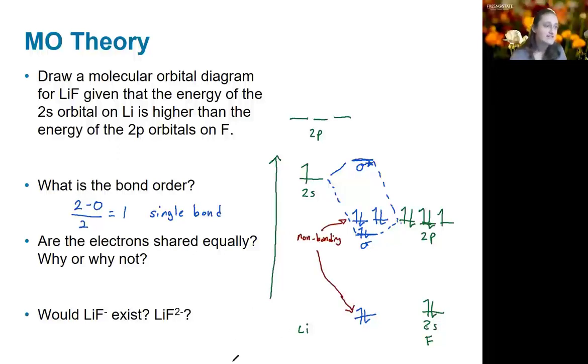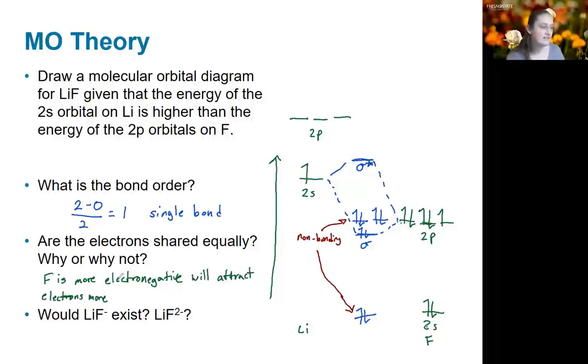The next question asks if these electrons are shared equally. As I've drawn it, we know that the electrons on fluorine are lower in energy. It's the more electronegative element. And so in the bonding orbital, the electrons are going to be closer to the fluorine. They're going to be in an orbital that's essentially a 2p fluorine atom. And so that explains why they're not shared equally. It's basically just because fluorine is more electronegative, and therefore the bonding orbital looks more like a fluorine orbital.